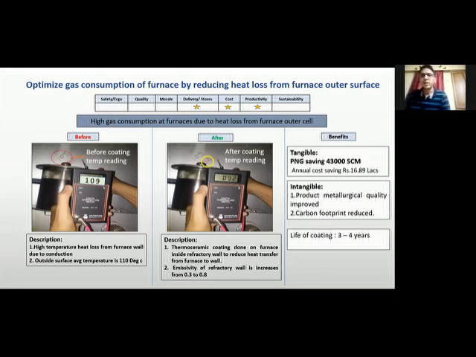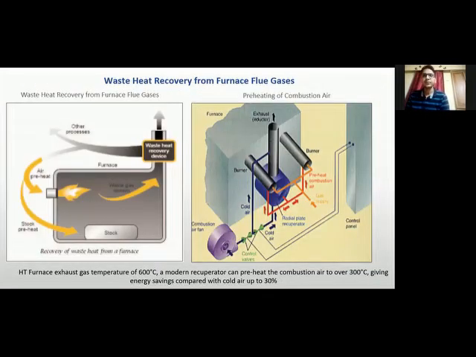Because of that, we can save around 40,000 SCM, and an annual cost saving of around 17 lakhs. The life of that coating is about 3 to 4 years. After 4 years, the cost saving deteriorates because the coating deteriorates. Initially we get 10% saving, but some years later it decreases to 5%. So after 3 to 4 years, we again apply the thermoceramic coating on the internal surface, and again we get the same results.